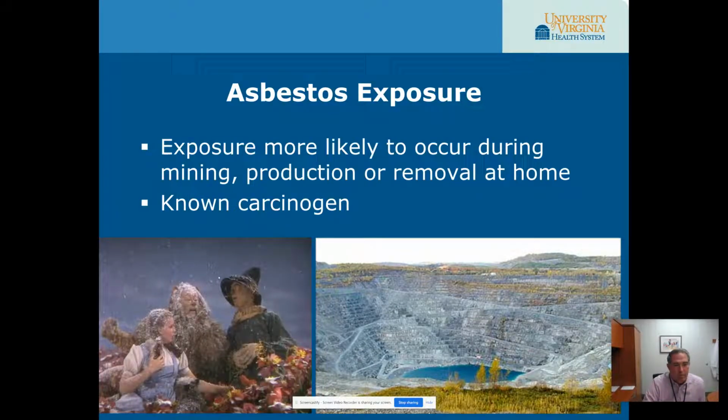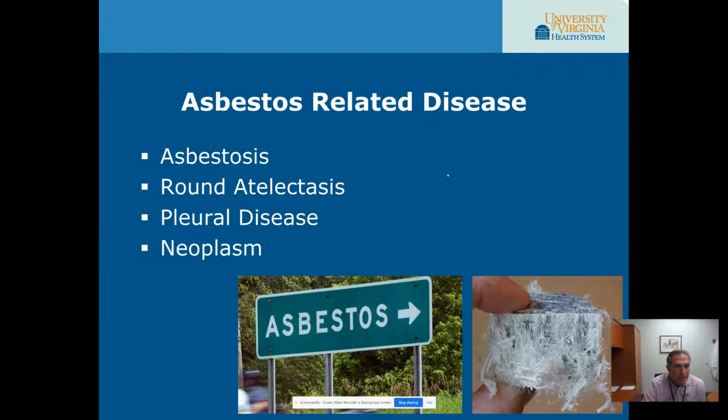Asbestos fibers were also used as fake snow in Hollywood. So this is actually asbestos fibers that they used to simulate snow. It's a fun fact. Most of the time, exposure is really not going to occur in your home, but during mining, production, or industrial uses. Asbestos is a known carcinogen, so we'll talk more about it.